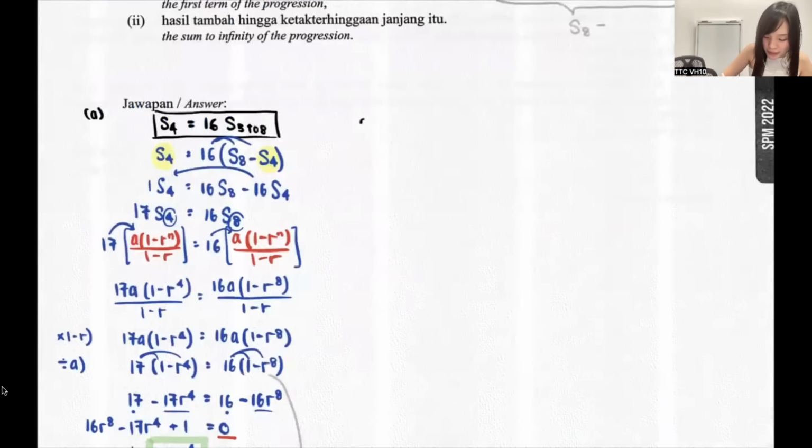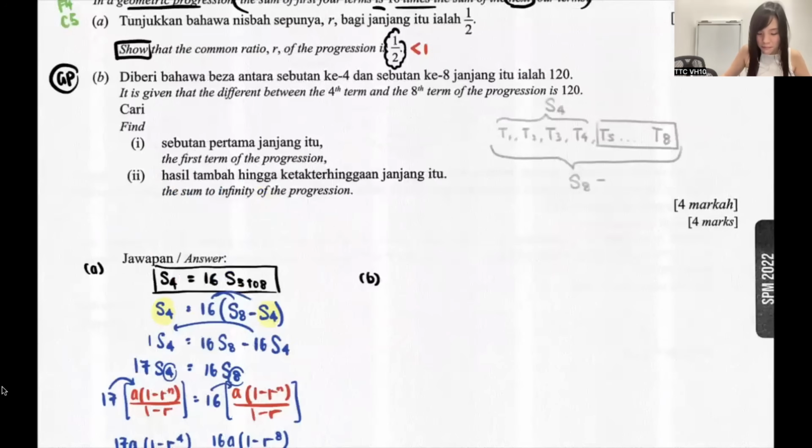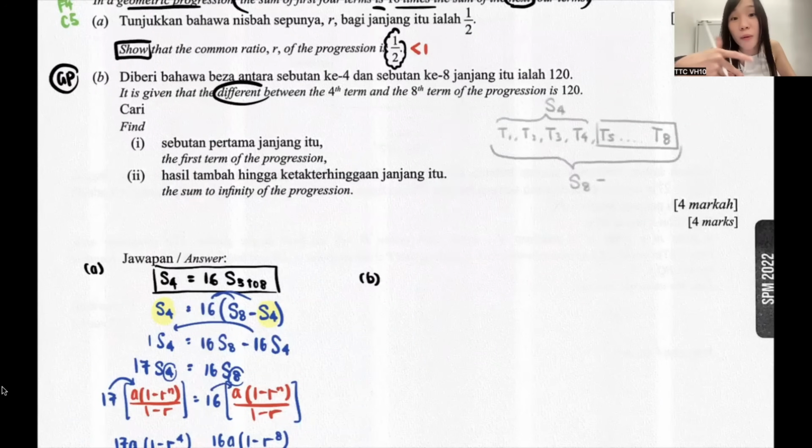Part B. So B, what do they say? Sorry, moving up a bit. B, they say it's given that the difference. Whenever I say your age and my age are different, how do we find our age difference? Isn't it using big minus small? My age minus your age is equivalent to our age difference. Same for now. Every time they say difference, minus.